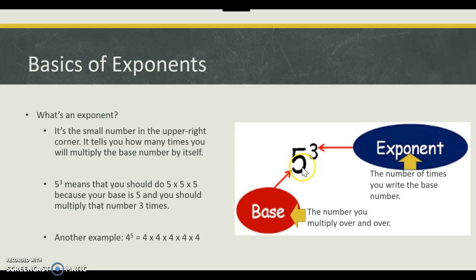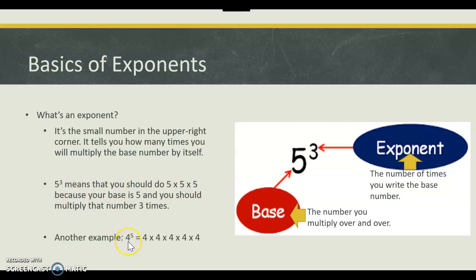So here's your base number. That's the number you're going to multiply over and over. The base number is the one you write over and over, and the exponent tells you how many times you're going to write it. So this example would be 5, 3 times. I say 5 with an exponent of 3 means that you should do 5 times 5 times 5. You should write 5 3 times.